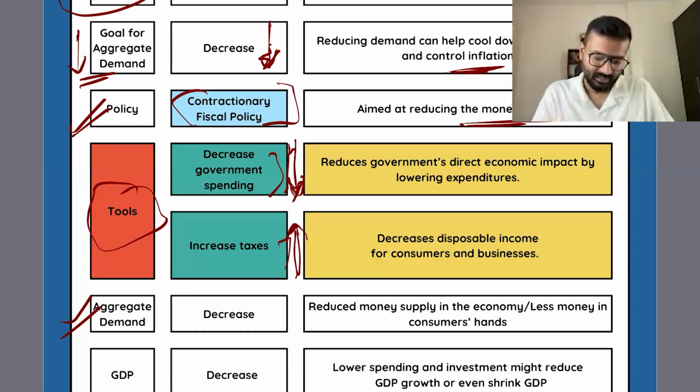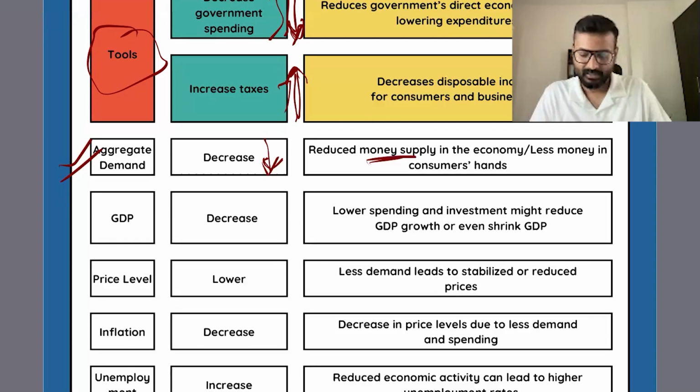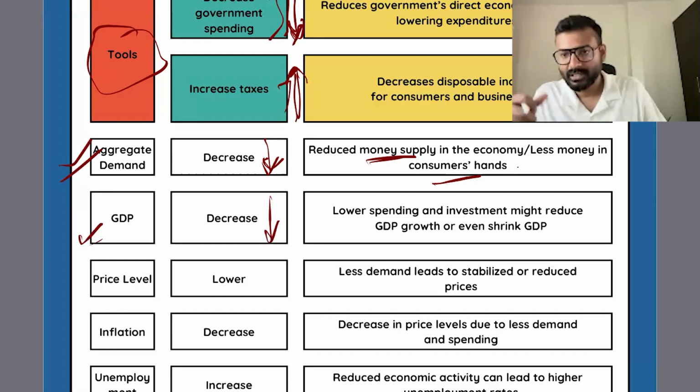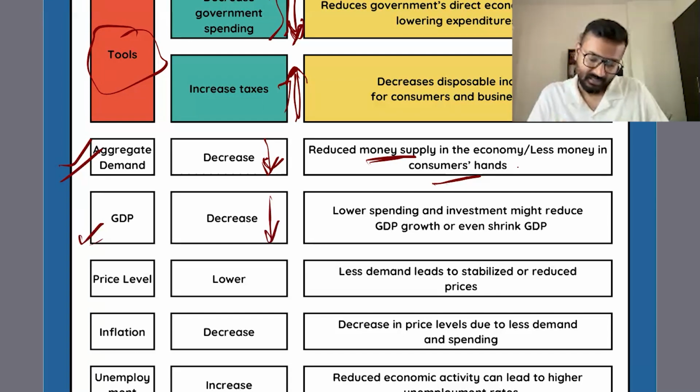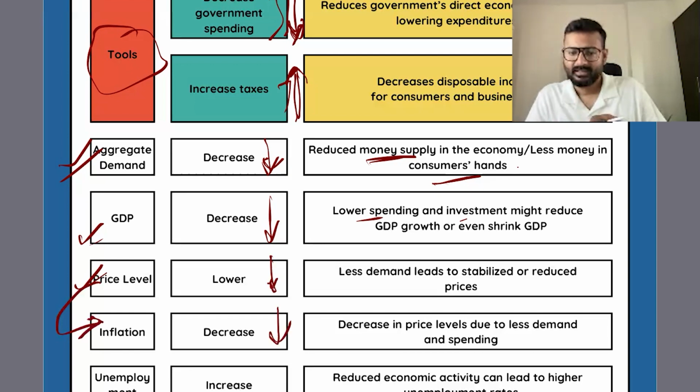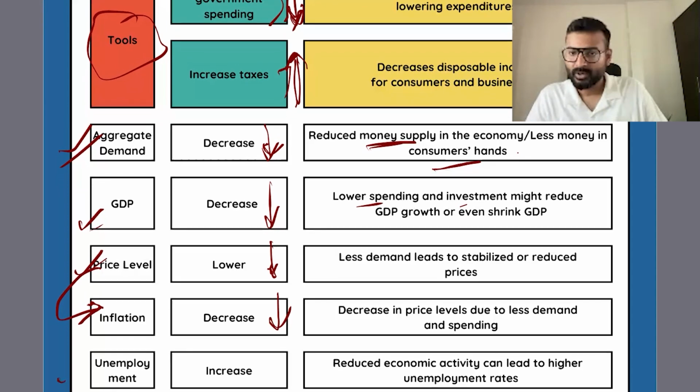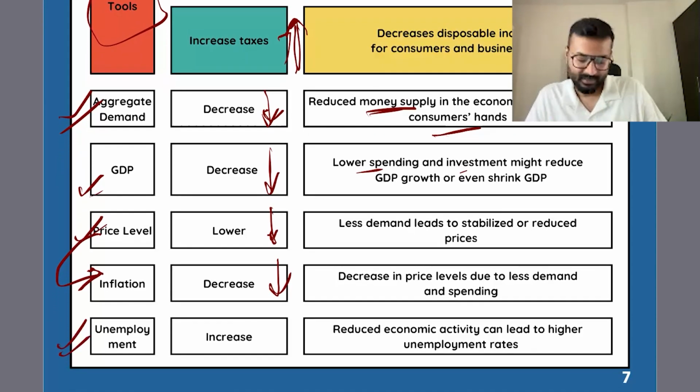Okay, so what happens to aggregate demand? Aggregate demand has decreased because the money supply is lower, and consumers have less money in hand. GDP will also decrease because the economic activities have slowed down, investment is decreasing, spending is decreasing. Now when demand has decreased, price levels will also be lower. Lower price levels mean inflation has decreased. Okay, what is the effect on unemployment? Lesser economic activities are happening, so lesser demand for jobs, lesser creation of new jobs, so unemployment will increase.